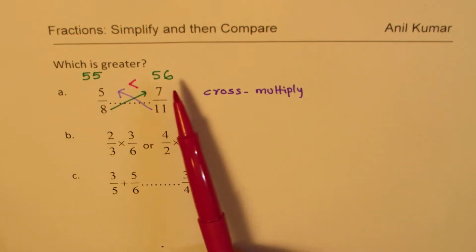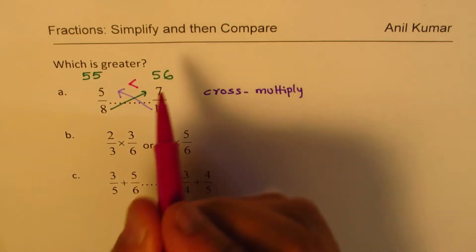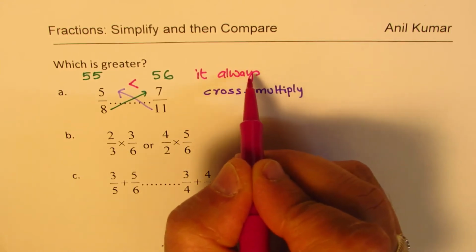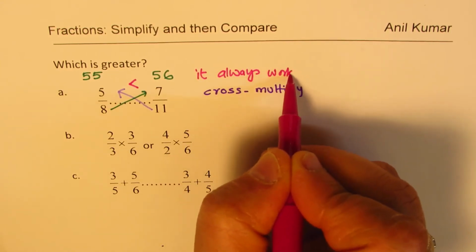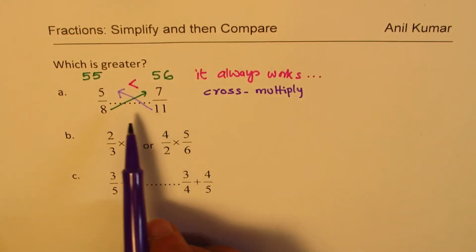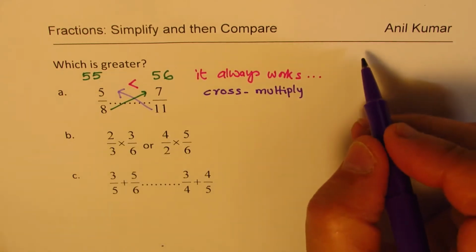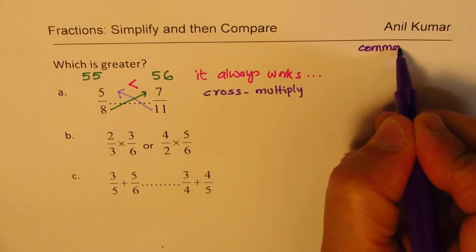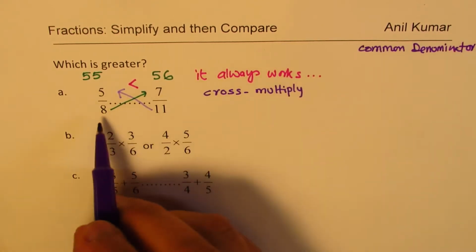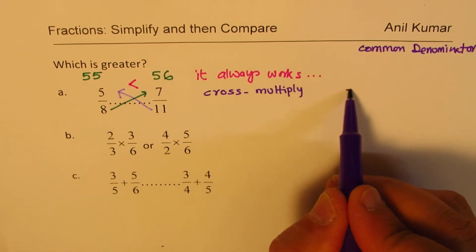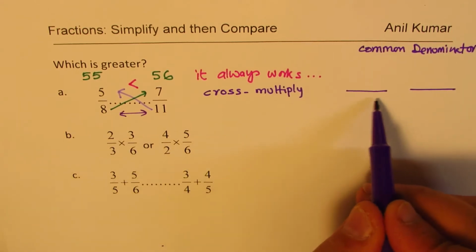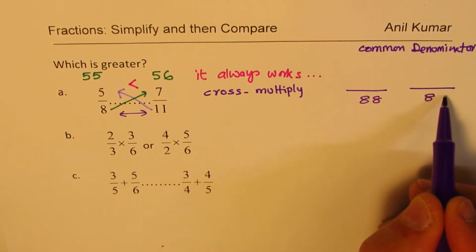You will like to understand why it works. It always works. Now, let's see why. In fractions, to compare, you have to make common denominators. So the strategy is to make common denominators, right? Now in this case, 8 and 11, the common denominator could be 8 times 11. You have to multiply these two to get 88 as your common denominator.